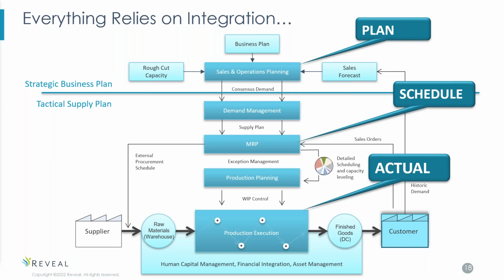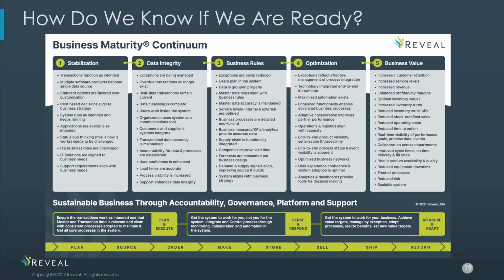So if you're looking for something to help you think through where you are with that process, one of the tools that we use for this is the business maturity continuum. You can find this on the Reveal website and take a look at it. It's prominently featured. This helps us to go through and say, okay, where am I now, and am I at a place where I can really start to take advantage of some of these tools?